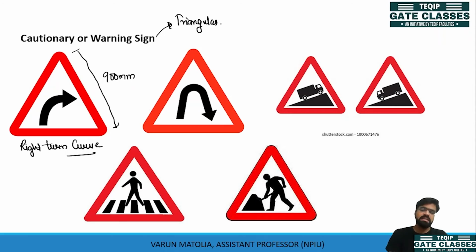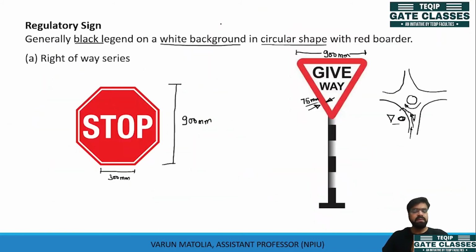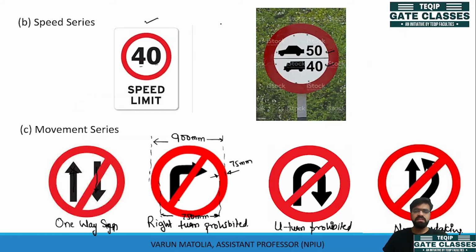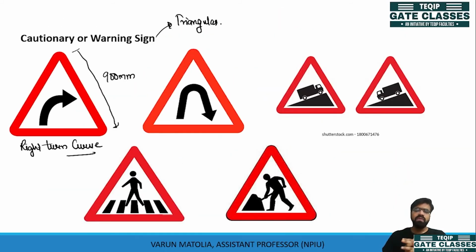The question asked is, which sign has an inverted triangle shape? First is your cautionary sign, second is your informative sign, third is your stop sign, and fourth is the give way sign. These are the upright triangles which you see on the screen. Upright means the vertex is on the top. The give way sign is an inverted triangle. So the answer to this question is the give way sign. All the cautionary or warning signs have an upright triangle shape.